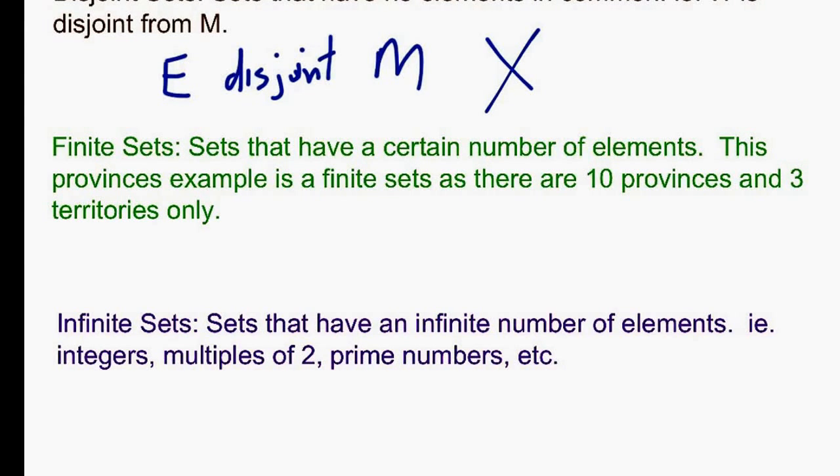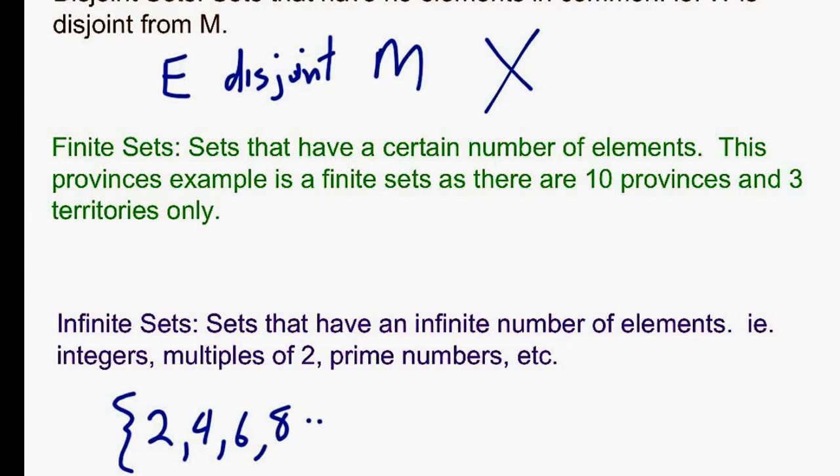Another example is multiples of 2. If I said list the multiples of 2, you could write those out as 2, 4, 6, 8, 10, 12, 14, and so on. And it would go on and on forever. So that's another example. Or we could do prime numbers.